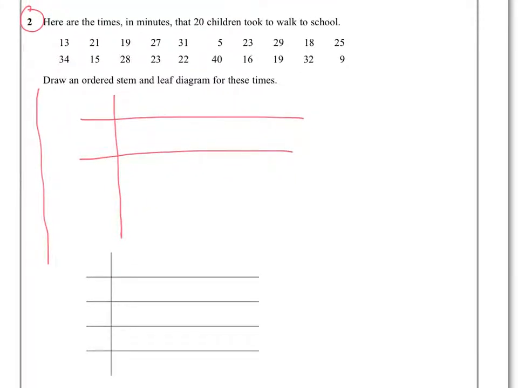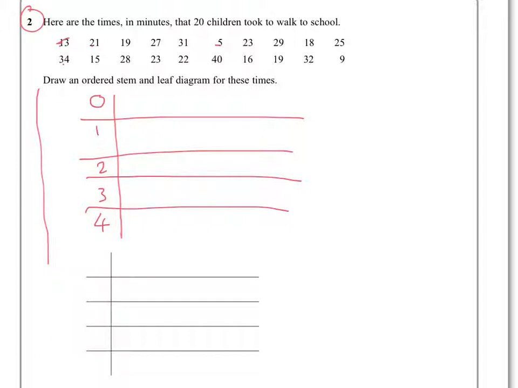So we'll look at the numbers. We've got 13, 21, 34. So the numbers start at, there's a 5 there. So they start with no tens. Then there's some numbers in the teens, some in the 20s, some in the 30s, and some in the 40s. So that's our stems sorted out. Now we're just going to have to sort out the leaves here.